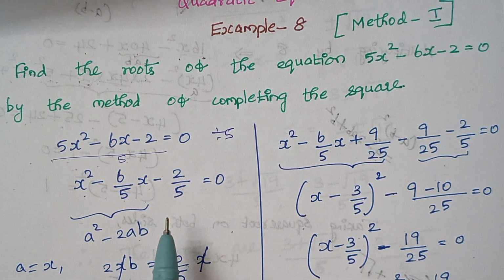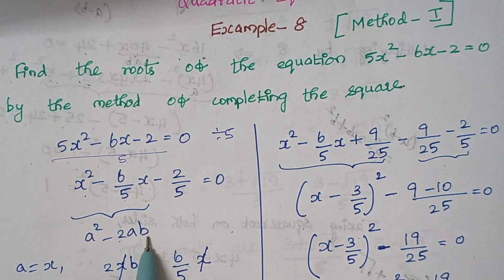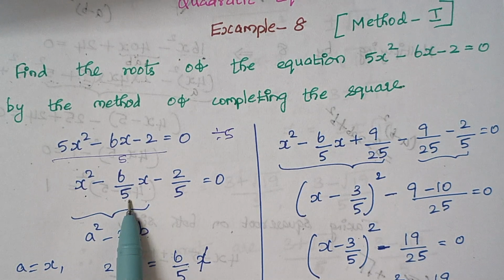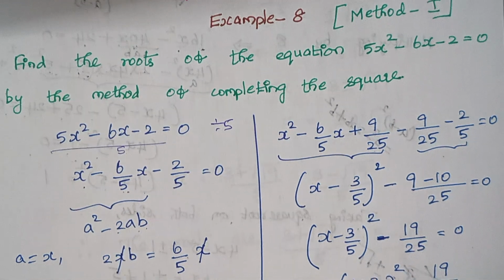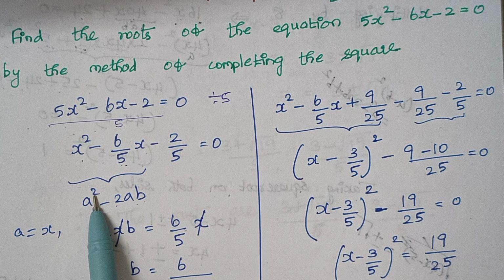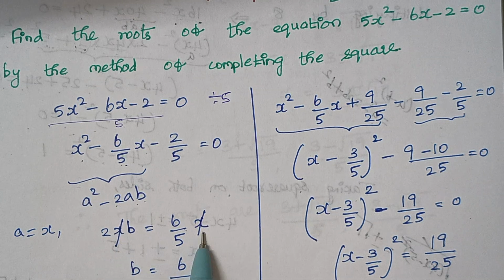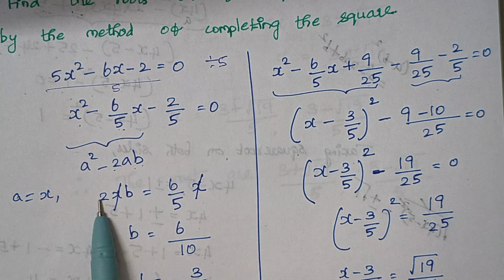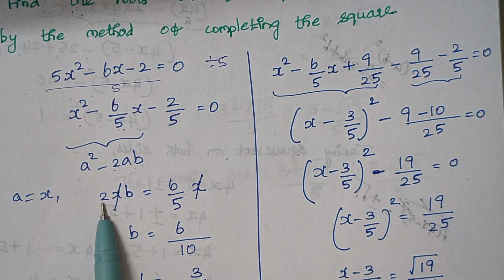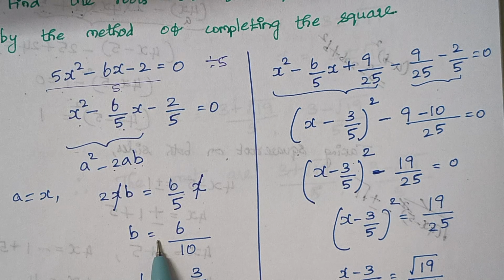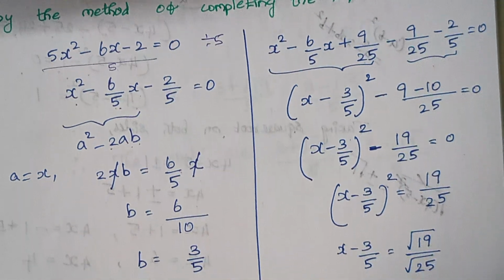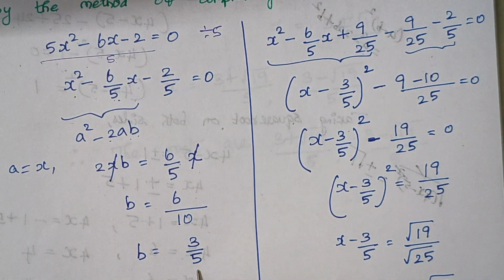Right. So now I am going to equate this 2ab term with this number and we are going to find the value of b. So 2ab: in the place of a we have x. Therefore 2xb is equal to 6 by 5 into x. Now x cancel each other. So the value of b is, I am moving this 2 to the right hand side, so this occupies the denominator part. So b is equal to 6 by 10 and here the answer is 3 by 5.